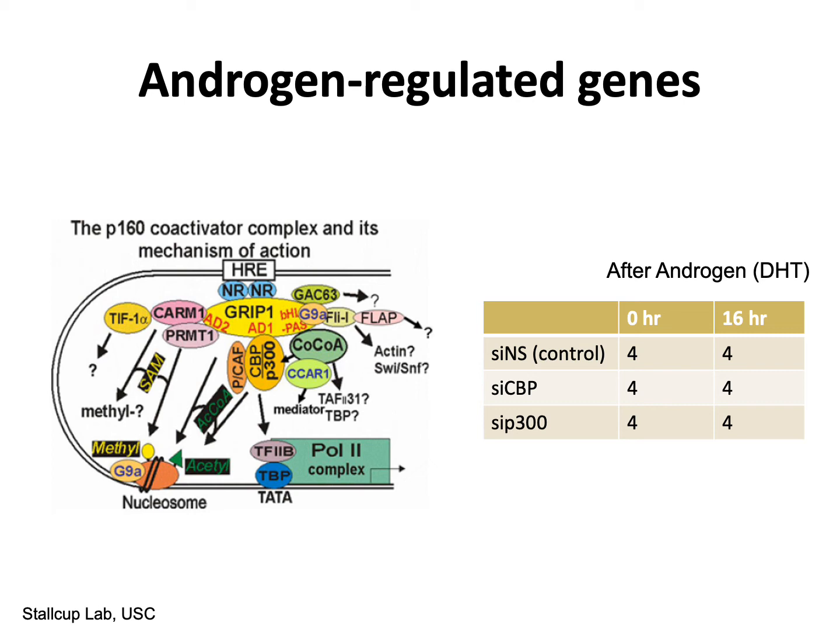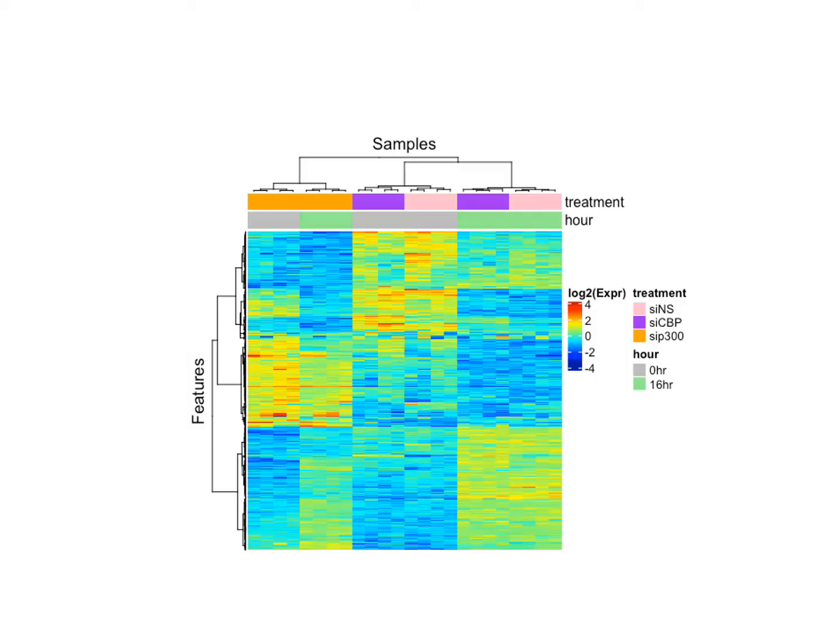After a couple days, we go in and treat them with androgen, and we measure the expression right away, and then we measure the expression 16 hours later to see if we can find genes that respond to androgen, and how they're different between these different treatment knockdowns. So here's the heat map of the gene expression data.